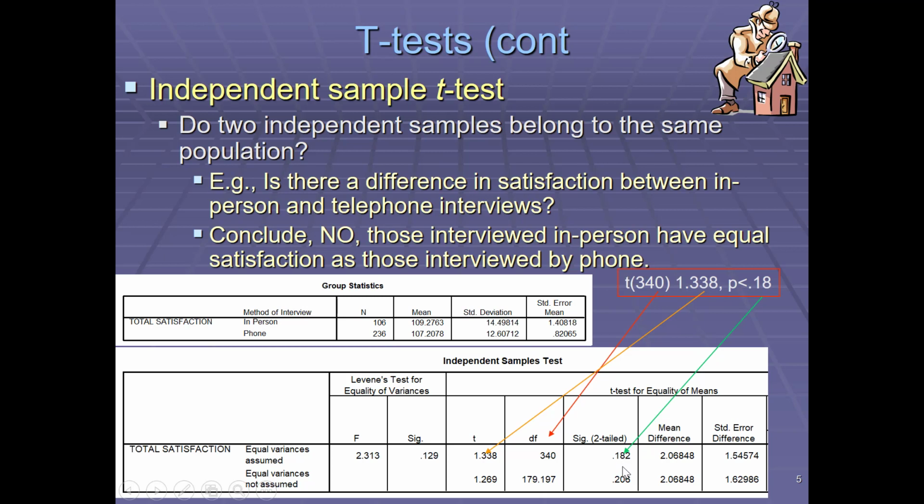So here, remember, your p-value has to be 0.05 or less to be significant. And so since our p-value is greater than 0.05, we say that no, there's no difference, right?